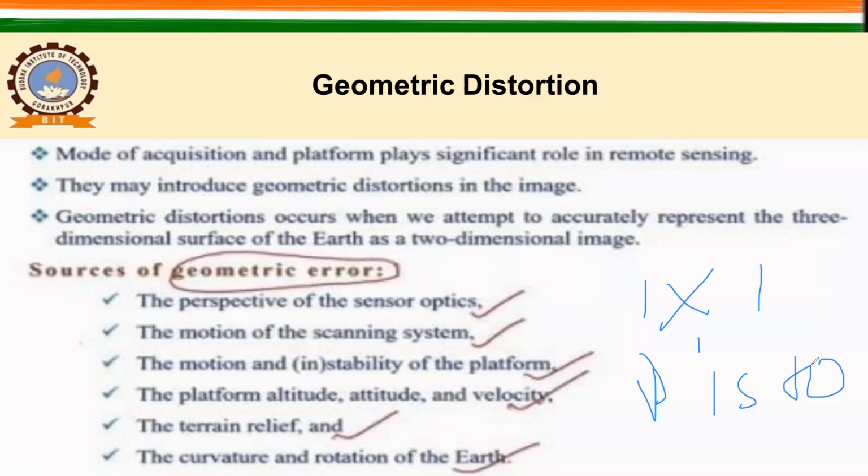This is very simple, the motion and instability of the platform. The platform altitude, attitude and velocity, we will see in detail all these things. Then the terrain relief, then the curvature and the rotation of the earth. So it is very important to understand from where we are getting this geometric error. So these are the sources of the geometric error. After this geometric distortion, now we have to take care of the geometric correction.